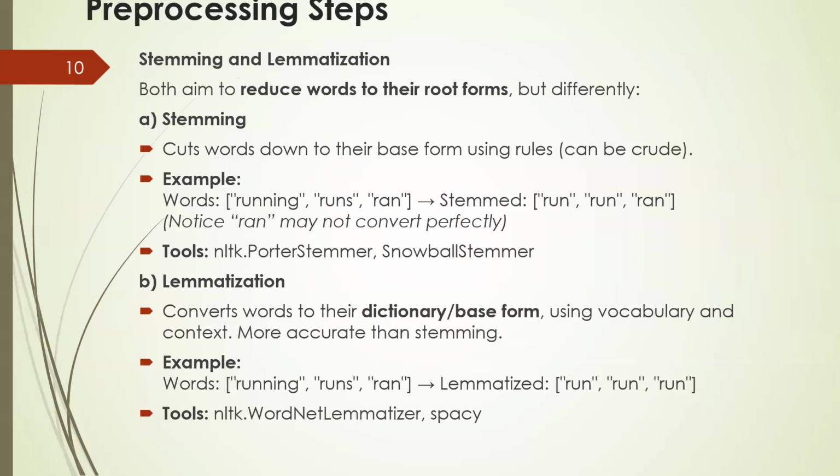Stemming and lemmatization. What is stemming? Both aim to reduce a word to its root form. Stemming cuts words down to their base form using rules. For example, the words running, runs, ran stem to run, run, and ran. This is stemming, where words come to a root form. Notice that ran may not be converted properly, but we can also say run.